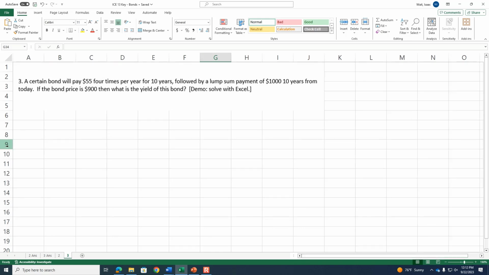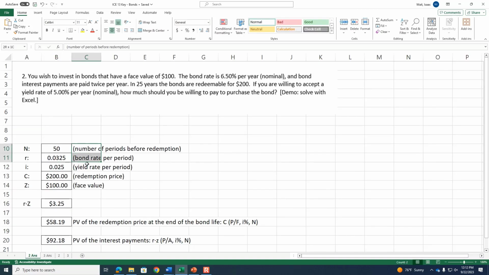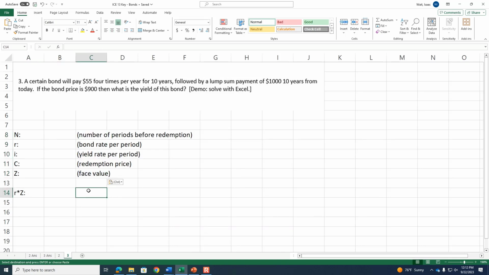Okay, so this is that problem. And let me just set it up structurally the same as the other one that we did so far. So there's N, R, I, C, Z, and then below that I had R times Z. And then just to copy the definitions from before, let me do that as well. So here's the definitions, and then this is the amount of interest that gets paid each time. All right, so N is 40, R we don't know that.